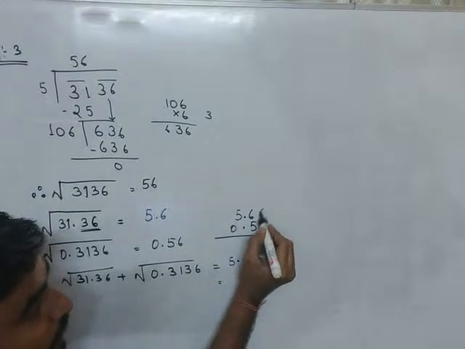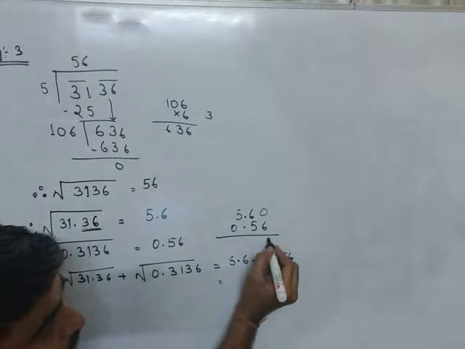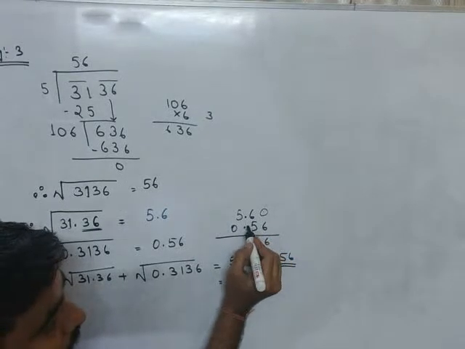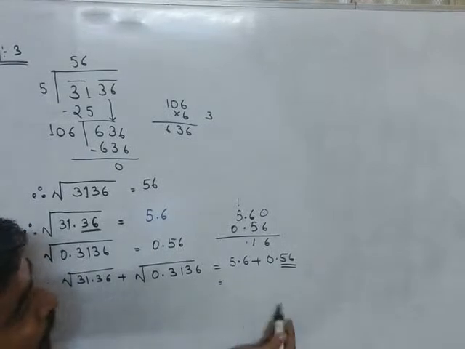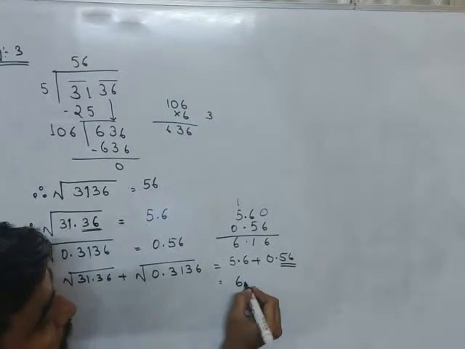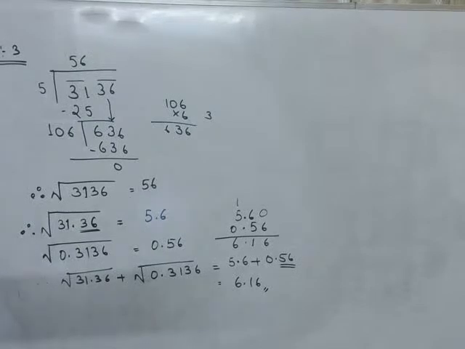So here you can see nothing is there, that means 0 is there. 0 plus 6 is 6. 5 plus 6 is 11, carry 1. Place the decimal, then 0 plus 1, 5 plus 1 is 6. So I got the answer as 6.16.